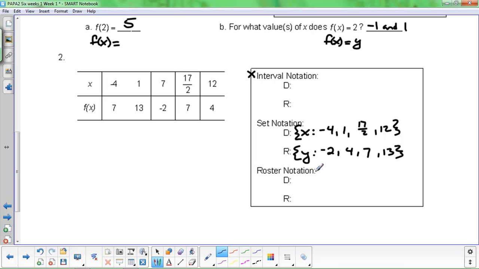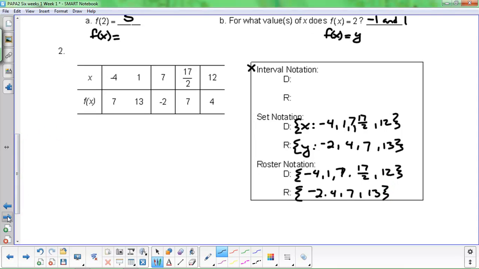Roster notation is identical without the denote x and y values. -4, 1, 7. Oops, sorry about that. We left out 7 in that prior list. Make sure to put that in there. 7, 17/2, and 12. Here your range is going to be -2, 4, 7, and 13.